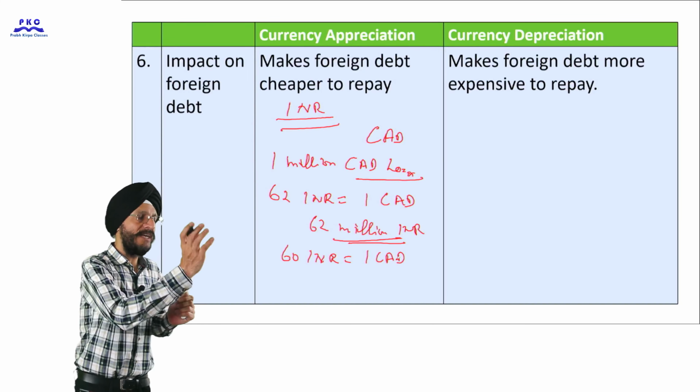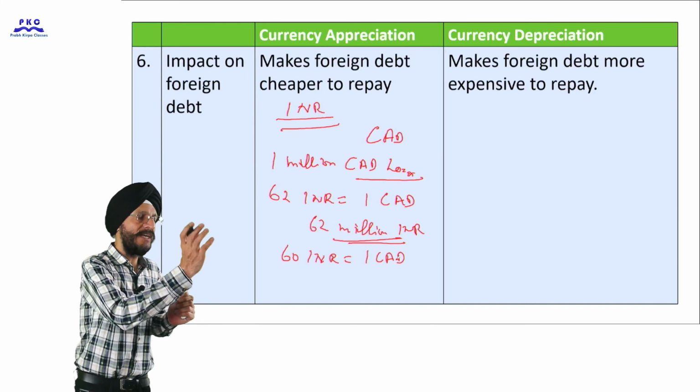So, the currency appreciation is beneficial or positive for the borrowers. Now, what is the impact? How much impact does currency appreciation have on foreign debt? If the amount of loan is very big, then the saving is big. If the loan is small, then the impact is small. If you take $1 billion loan, then you will save in billions. If you take $1 million loan, you will save in millions.